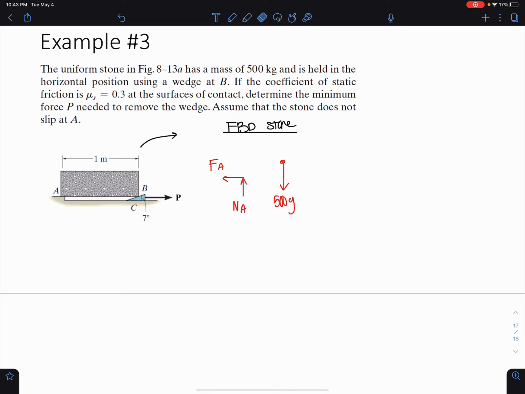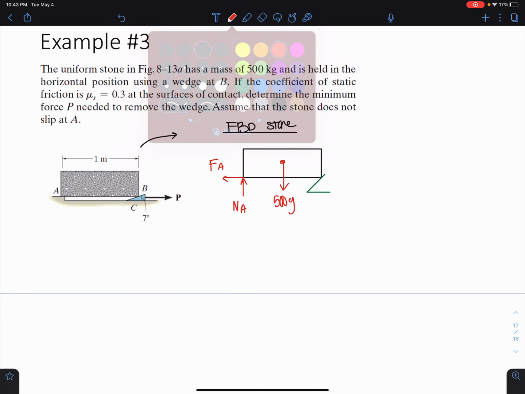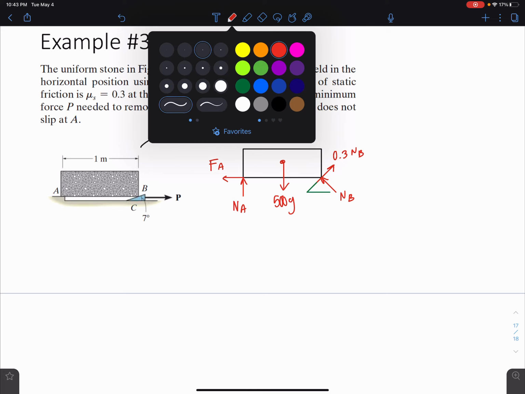And then we also know here that where the wedge is, we have this little wedge system here. Let's see if we can draw what's happening. We also have this normal force at point B where the wedge is. So normal force at point B, but then we also have this resistance here of 0.3 NB. So mu NB, this is just the frictional force. And we know that this is at 7 degrees.